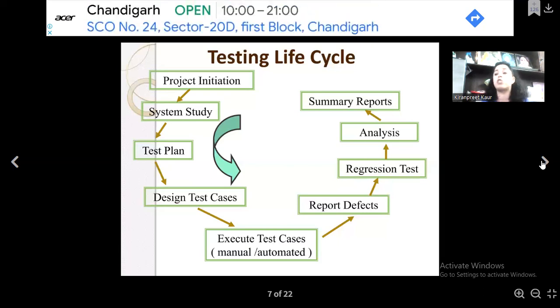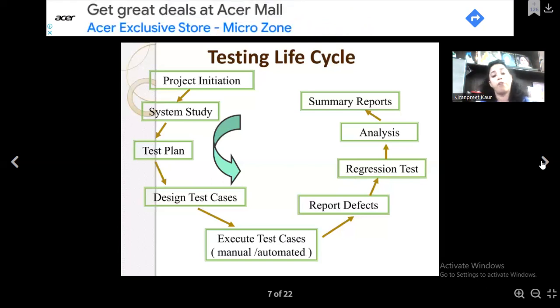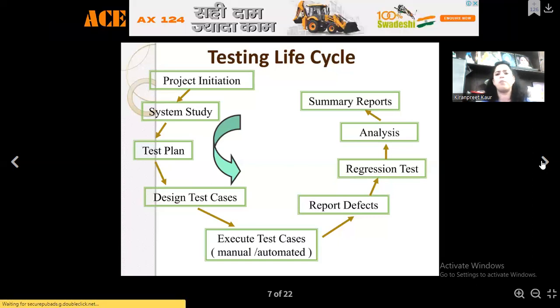Once we test those test cases, we'll report the defects, right? If we're using automated tools, then the automated report will be generated by the specific tools. If we are using manual testing, then a manual report has to be prepared by the team. And after that, we have the regression testing. Now, regression testing always involves that when we test the module and fix the bug, it should not affect the other modules. Fixing a bug should not affect the other modules at all.